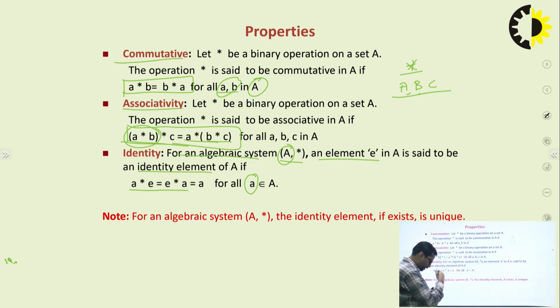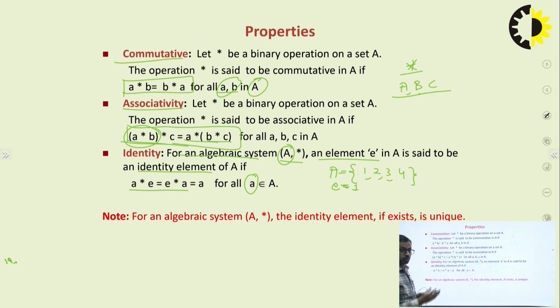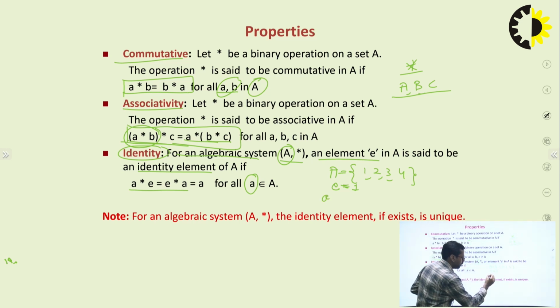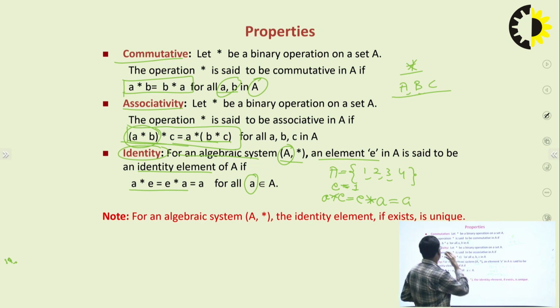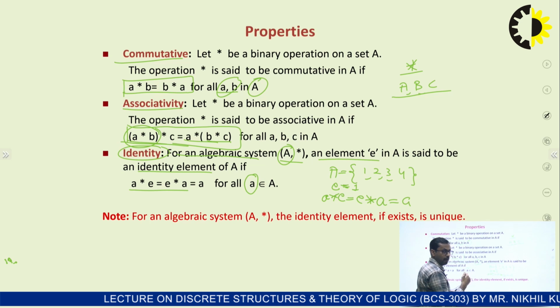For example, let's suppose there is a set A with the elements 1, 2, 3, 4. Here, we identify that E is the identity element, that is 1, so that when we apply the operation on the set values with the identity element 1, the values will not be changed. Such an element is called an identity element. Here, E * A equals A, that is the commutative law that we already discussed. Here E is equal to 1, we have already decided.